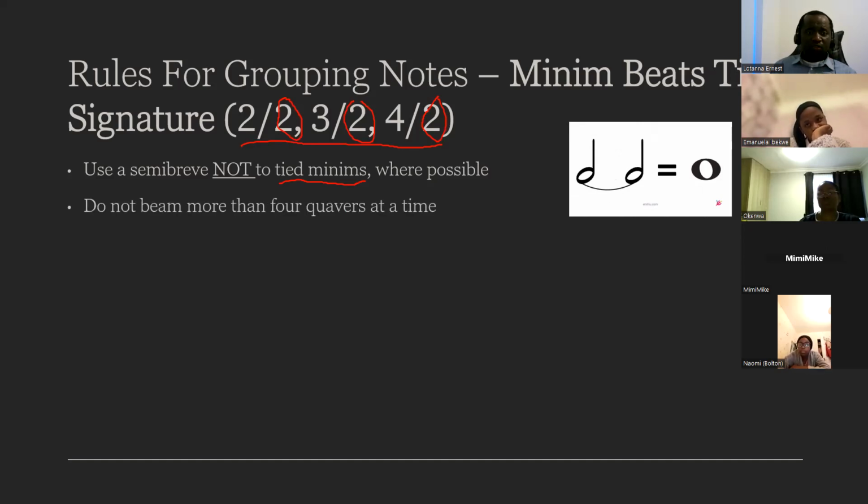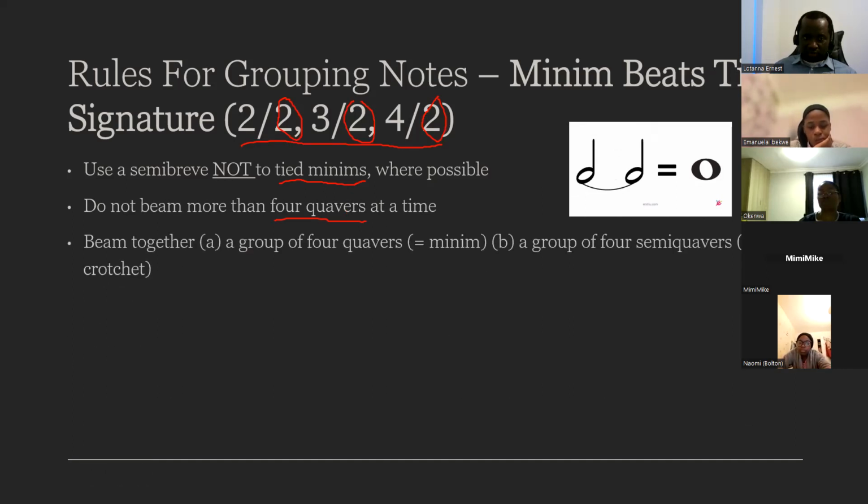Do not beam more than 4 quavers at a time. I've said this before. Apart from 3/4 or 3/8, do not beam more than 4 quavers at a time. I'm just repeating some of the things I've said. Beam together a group of 4 quavers. That group of 4 quavers is like a minim. Or you also beam a group of 4 semiquavers. So when you are grouping quavers or semiquavers, you shouldn't group more than 4 at a time.